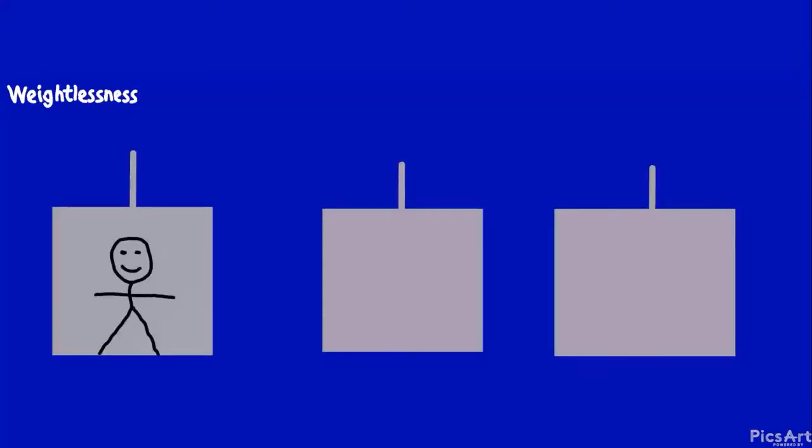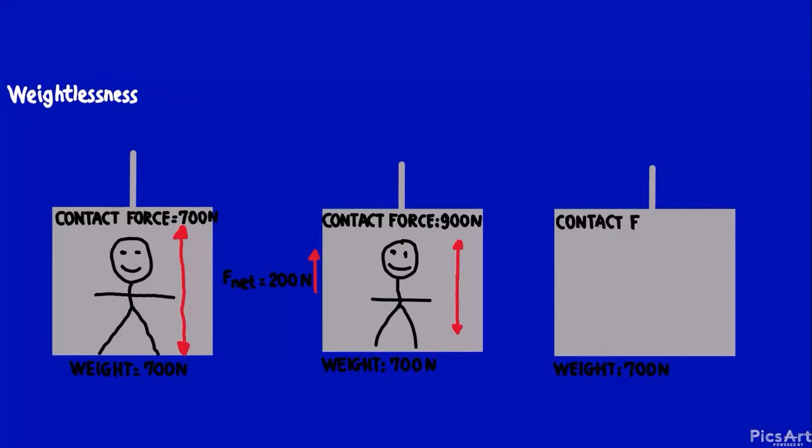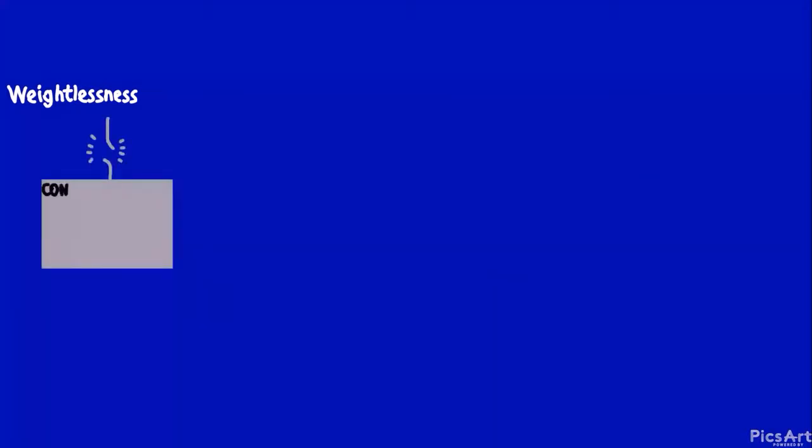When we go to weightlessness, we can check here: if the constant contact force is 700 Newton, the net force will be 0 if the weight is 700. If the contact force becomes 900 Newton, the net force becomes 200, and the weight must be 700 Newton. But if the contact force is 500 Newton, the net force must be 200 Newton and the weight becomes 700. But if the contact force is 0 Newton, the weight is 700 and the net force will become 700 Newton.